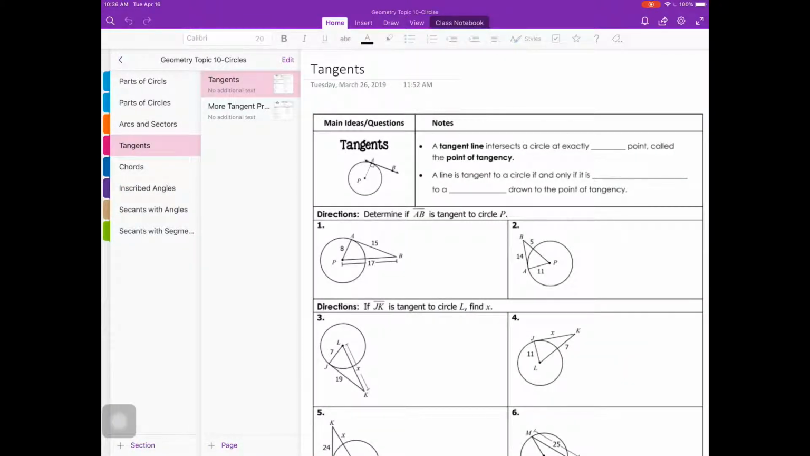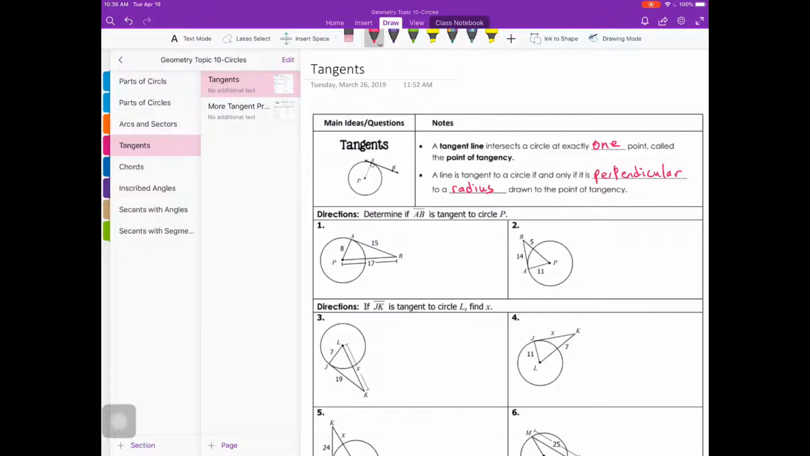Hello, today we are going to talk about tangents. Now you should recall that a tangent intersects the circle at exactly one point called the point of tangency. The other fun fact about a tangent line is that a line is tangent to a circle if and only if it is perpendicular. Now remember, perpendicular means that it forms a 90-degree angle to a radius drawn at the point of tangency.